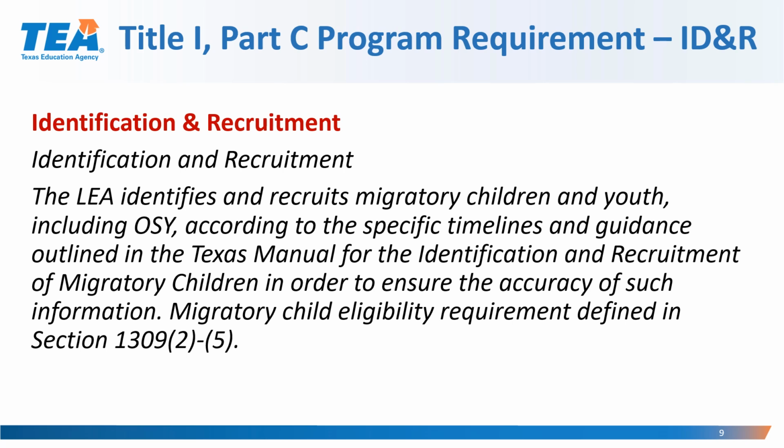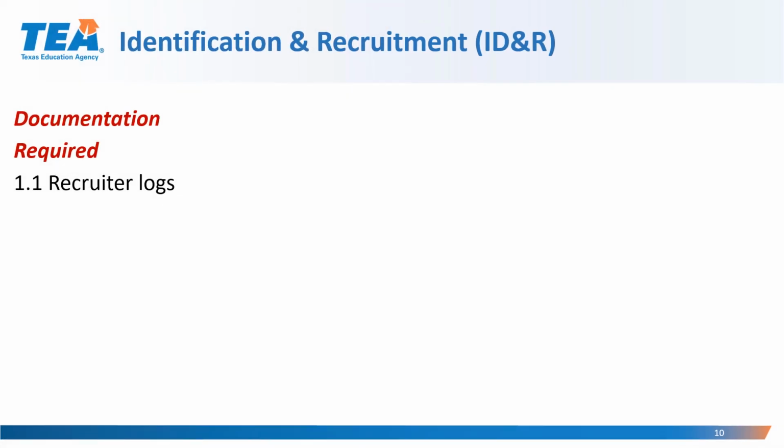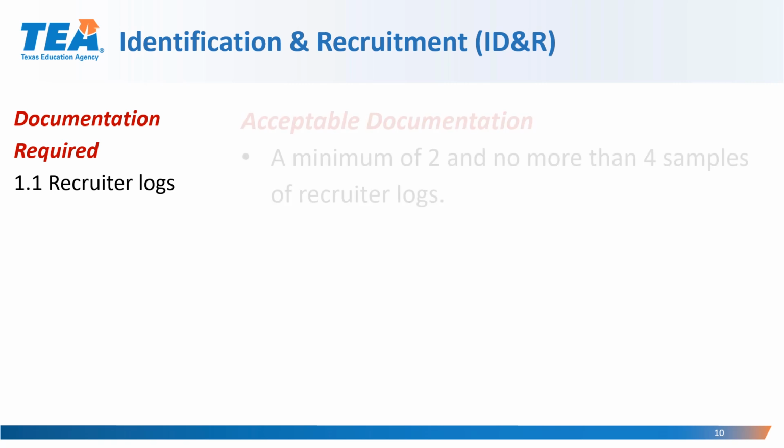Identification and recruitment. The LEA identifies and recruits migratory children and youth, including OSY, according to the specific timelines and guidance outlined in the Texas Manual for Identification and Recruitment of Migratory Children, in order to ensure the accuracy of such information. Migratory child eligibility requirement defined in Section 1309-2-5. Documentation required: 1.1 Recruiter logs.